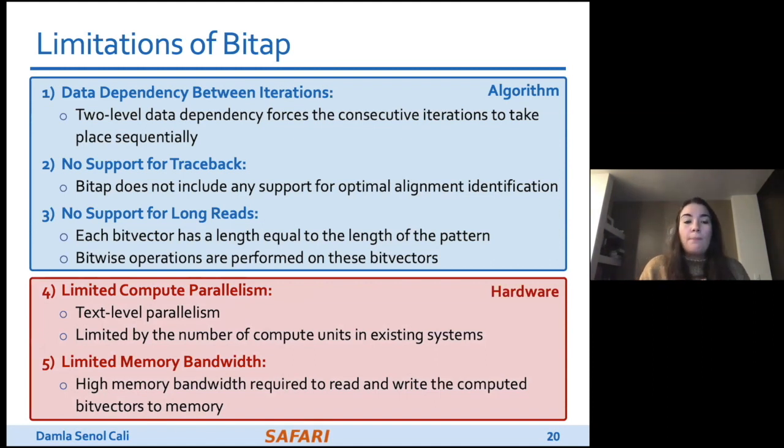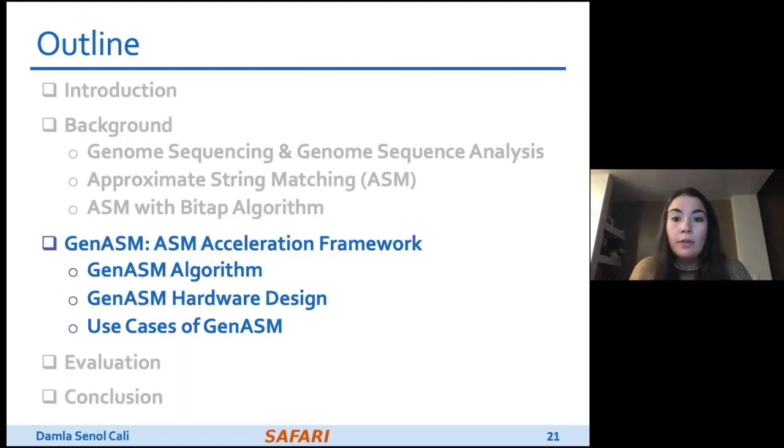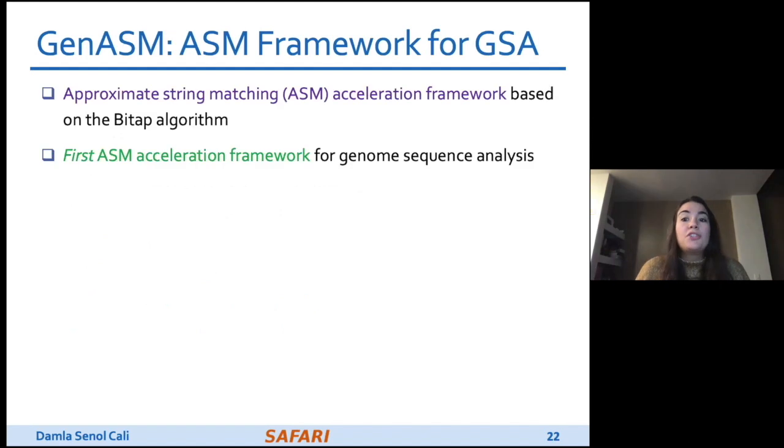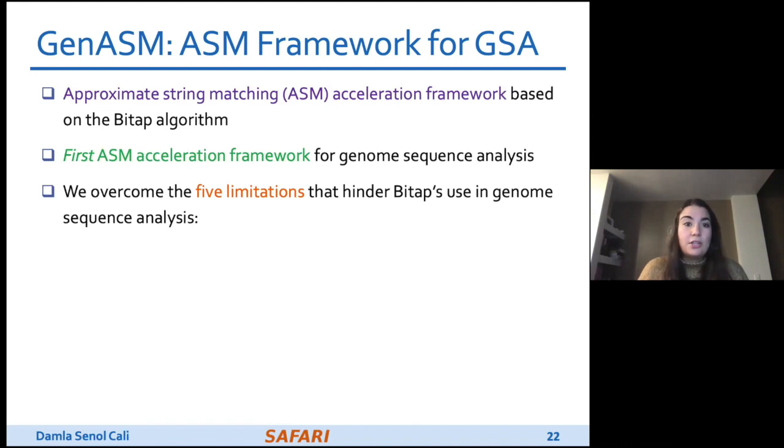So in order to overcome all of these limitations and design an efficient accelerator, we find that we need to both modify and extend the BiTAP algorithm and develop specialized hardware that can exploit the new opportunities that our algorithmic modifications provide. To this end, we propose GenASM, an ASM acceleration framework for genome sequence analysis. To our knowledge, GenASM is the first ASM acceleration framework for genome sequence analysis, and it is also the first that enhances and accelerates BiTAP. So we make significant modifications to BiTAP in order to overcome those 5 limitations.